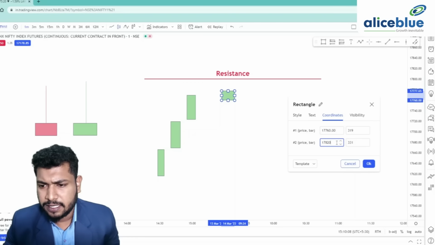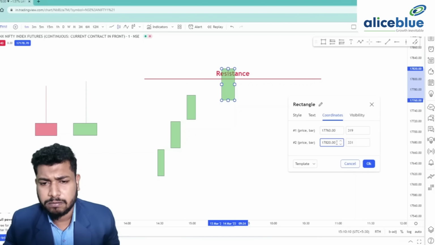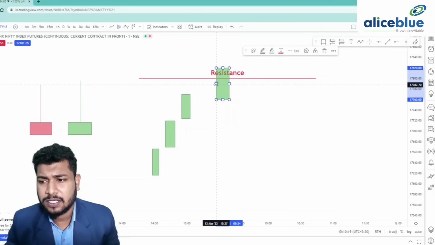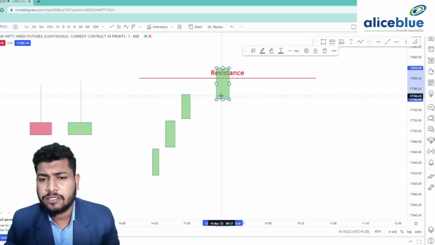17,820. It's any time frame. Maybe it's a daily time frame or a 15 minutes time frame or a hourly time frame, any kind of time frame. But we have to understand the logic only. The price opened at the 17,760 level and it went up to 17,820.